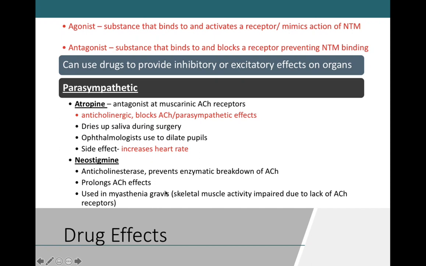This condition, myasthenia gravis, refers to a lack of acetylcholine receptors that can be found in our skeletal muscles. So this impairs the activity of our skeletal muscle, and it's very hard for patients to produce movements. And so if we can prolong the activity of acetylcholine in the synaptic cleft, that's going to help improve skeletal muscle activity, because acetylcholine will have more time to interact with the few receptors that we have. So these are two examples of drugs that work on the parasympathetic nervous system.